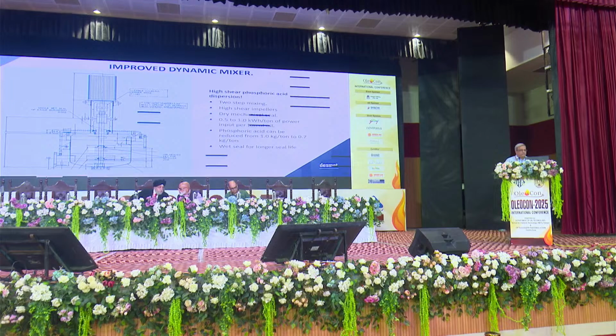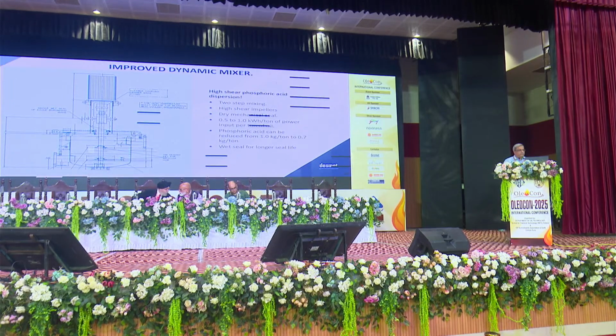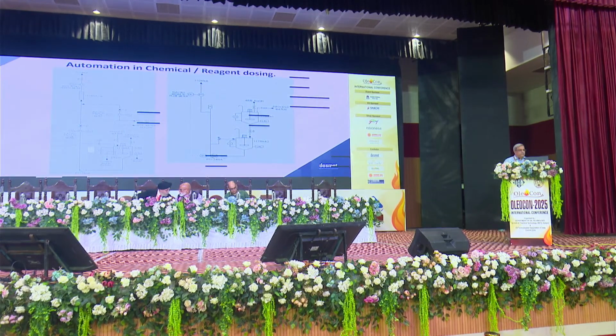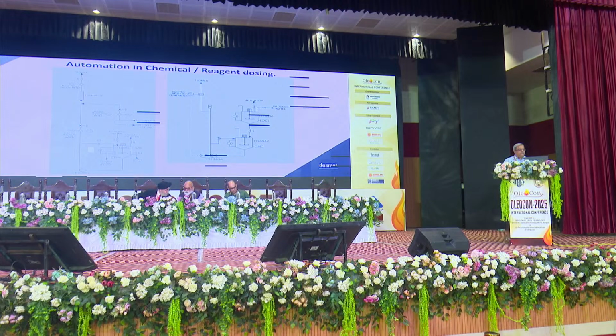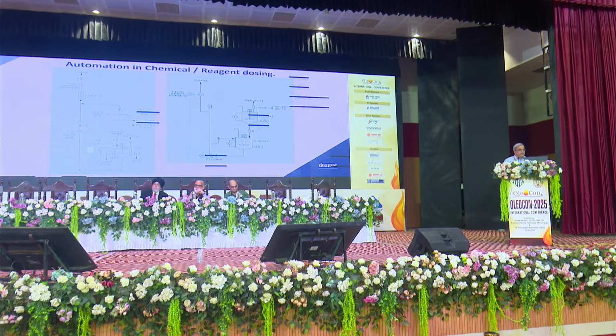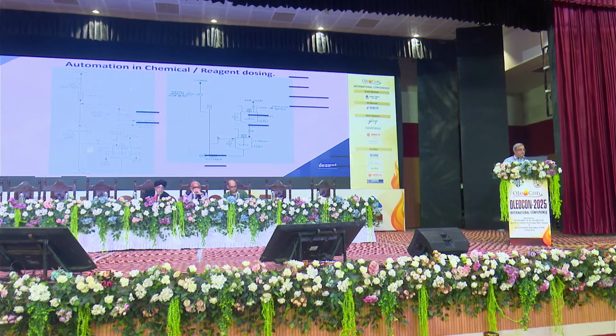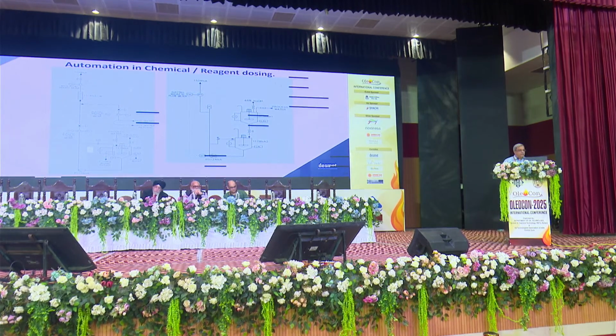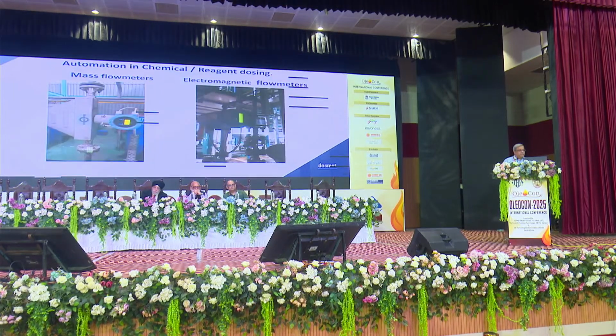This is an example of an improved dynamic mixer for phosphoric acid mixing. The automation of the chemical reagent dosing: for small plants, we can just have a small dosing pump, a manual, and then there is a manual preparation of the caustic soda solution, but if it is automated, we can just have an online dilution and control of dosing together. These are typical examples of the flow meters.